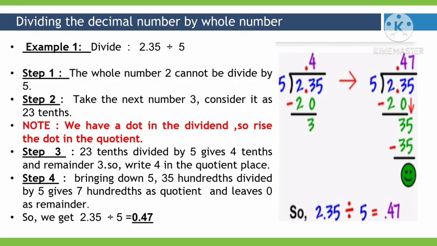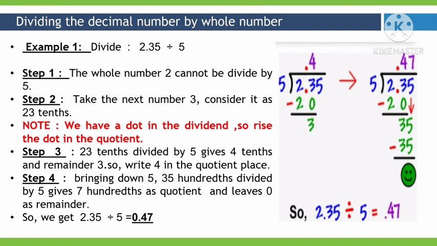I will explain this more clearly with examples. Check the first example. We want to divide 2.35 by 5. So first, the dividend is 2.35 and the divisor is 5. As usual you have to divide. First you try to divide the two ones by 5. It's not possible, so you have to take 3 together. So 23 tenths. When you divide 23 tenths by 5, we have 5 fours are 20.